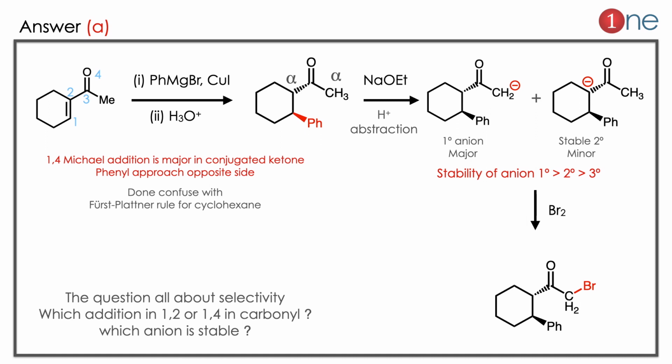Here you have to know stereochemistry. Stereochemistry can be simple also. As you attack from the opposite side, you can guess the attack there. But if you think of the Felkin rule and trans isomerism, then you will get the same product. Here you have to learn why this question is important. The question is all about selectivity, whether the addition is 1,2 or 1,4, or which anion is stable. So you have to learn these 2 points from solving these problems.